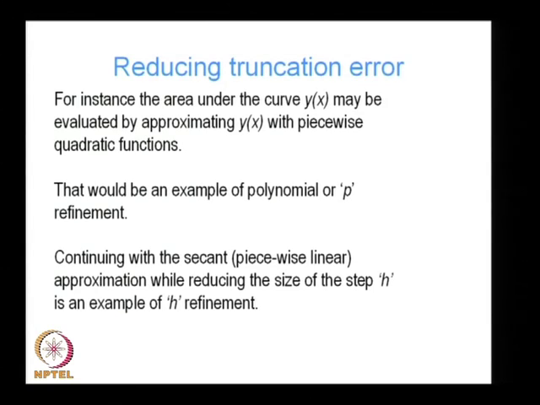Alternatively, if we continue with our secant, that is our piecewise linear approximation, while reducing the size of the step h, that would be an example of h refinement. These are very common ideas in numerical analysis: polynomial refinement and step size refinement or mesh size refinement. So, these are the two main types of refinements which people use to get more accurate solutions.